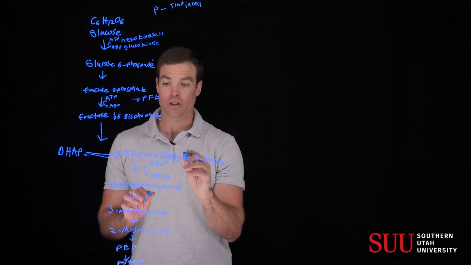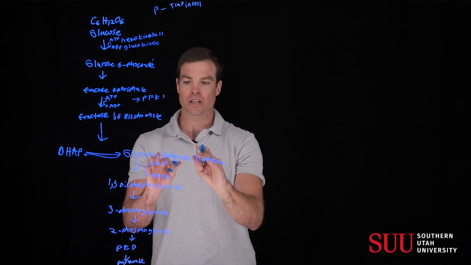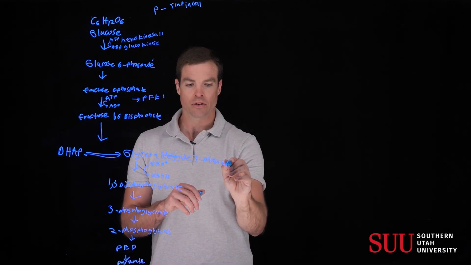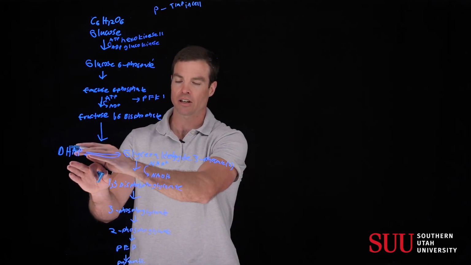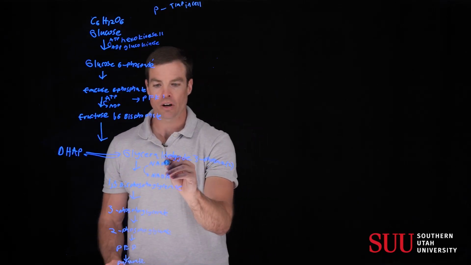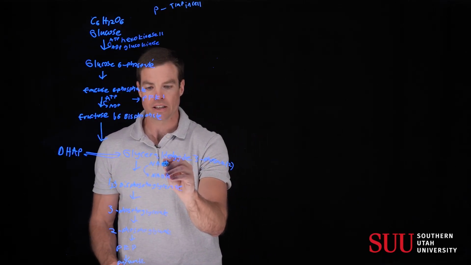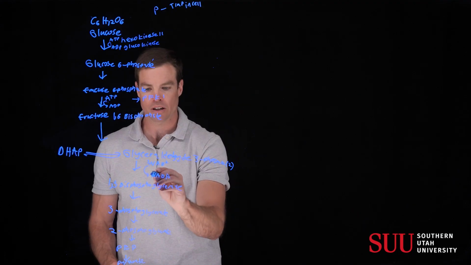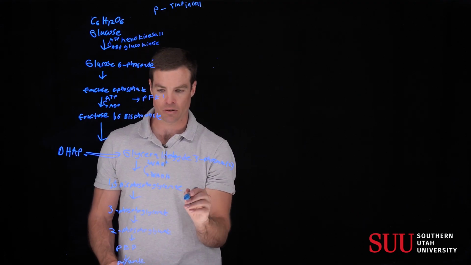Now, notice what we're going to do here: there's actually 2 of these, because the dihydroxyacetone phosphate was converted to glyceraldehyde 3-phosphate. There's 2 of these molecules. Therefore, there are 2 of these NAD molecules. There's 2 of them here. There's 2 NADH molecules here.